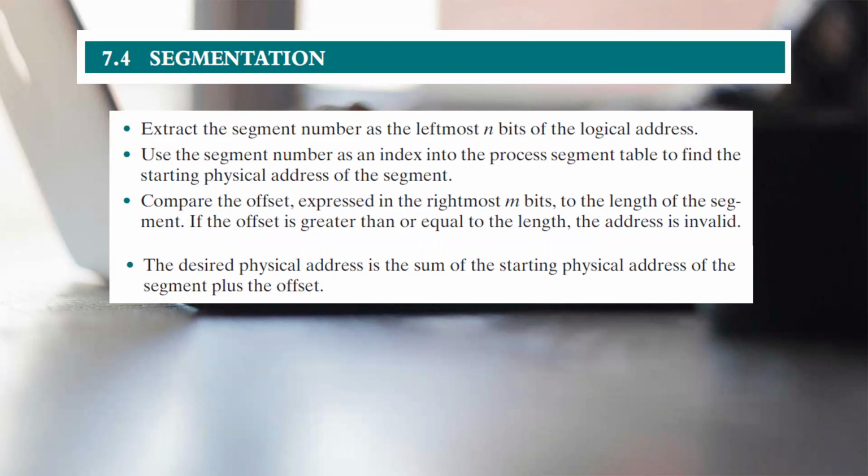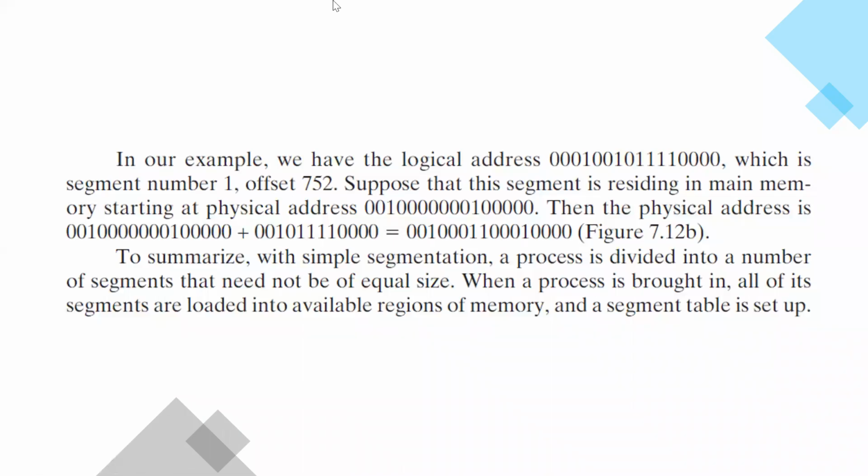So the following steps are needed for address translation, as stated here. So with simple segmentation, a process is divided into a number of segments that need not be of equal size. When a process is brought in, all of its segments are loaded into available regions of memory, and a segment table is set up. And this will be an example of a logical address, which is segment number 1, offset 752.